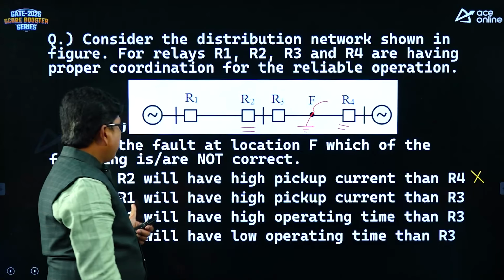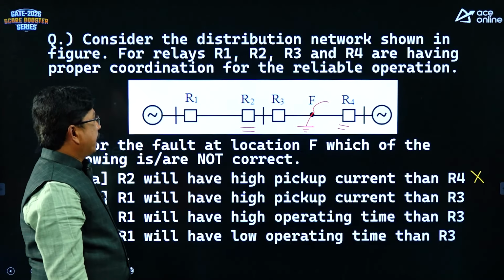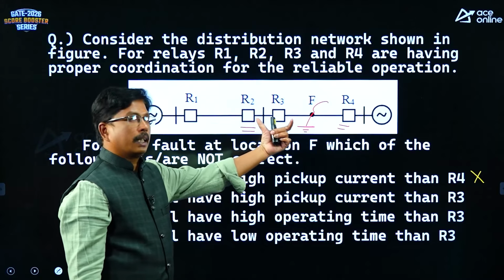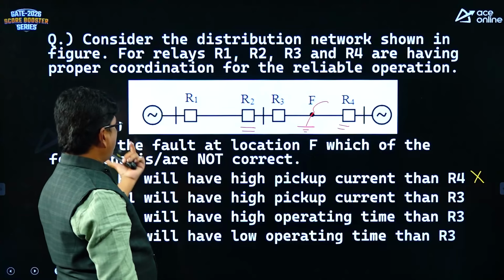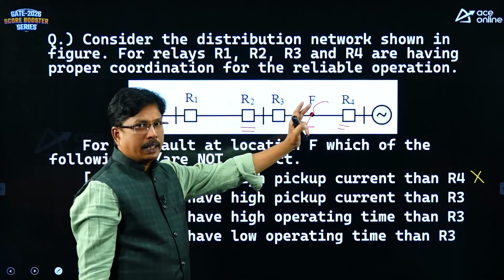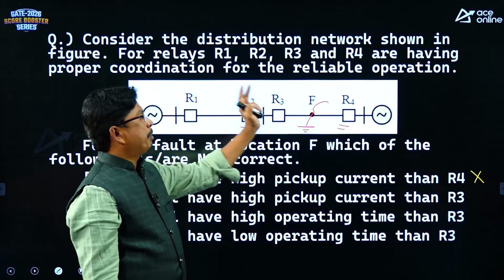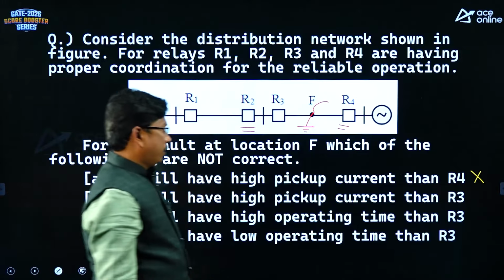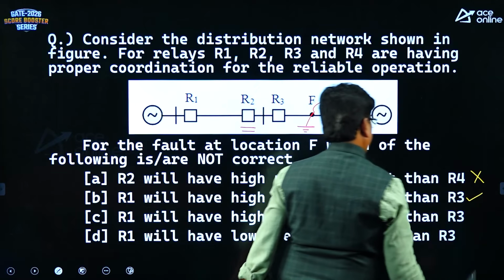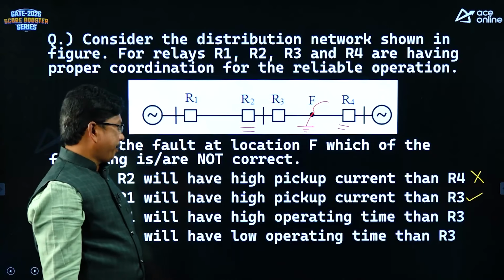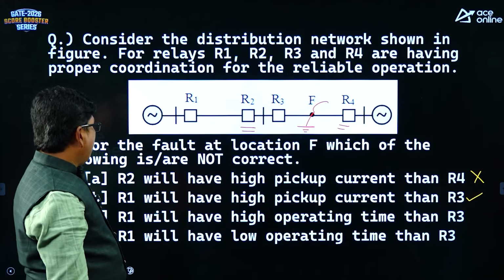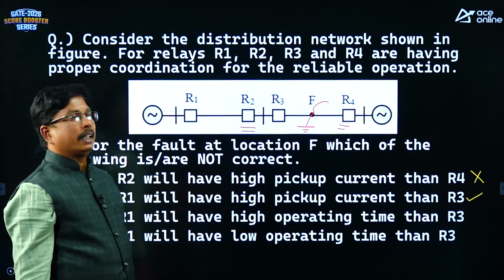Second one: relay 1 will have high pickup current than that of relay 3. Yes, relay 1 is close to the generator, relay 3 is away from the generator. Definitely, relay 1 will have high pickup current than that of relay 3. So this is correct. Next one: relay 1 will have high operating time than that of R3.